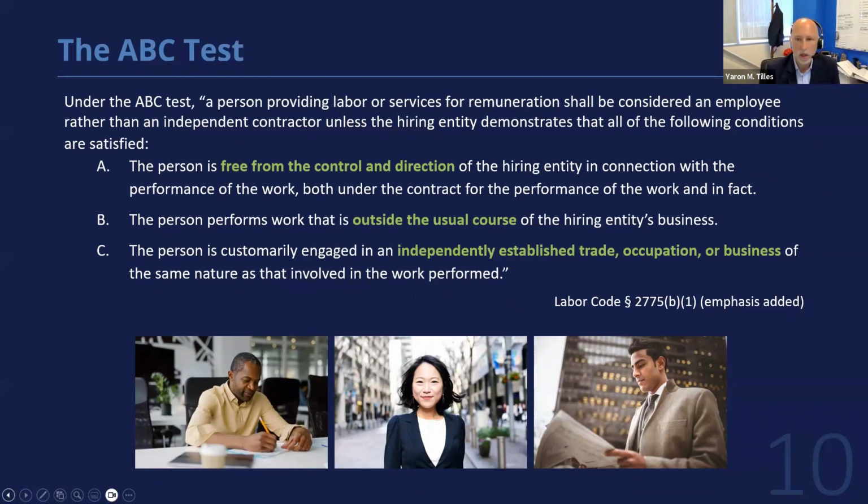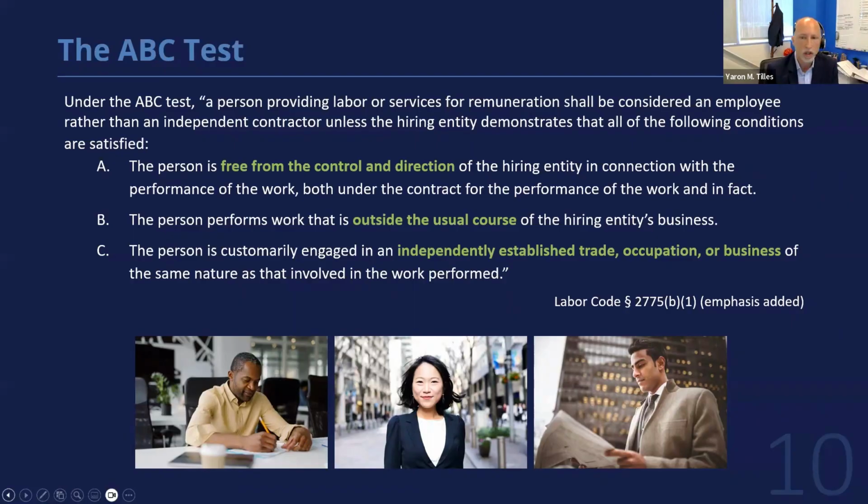And that goes back to the portion that talks about it's not just based under the contract for performance, but the work in fact. So the courts are going to actually look at what's happening, not just simply what the parties want.